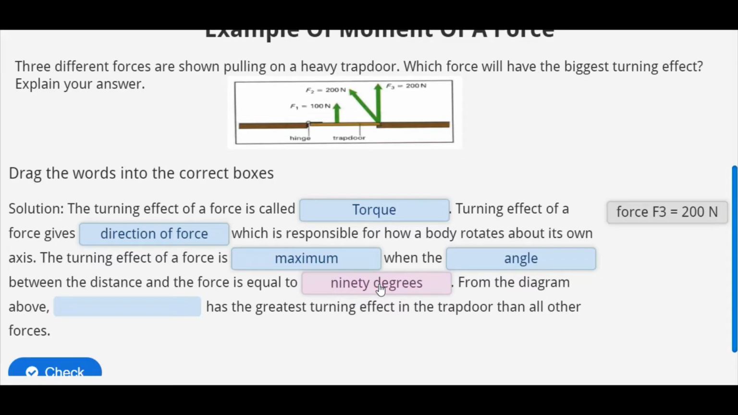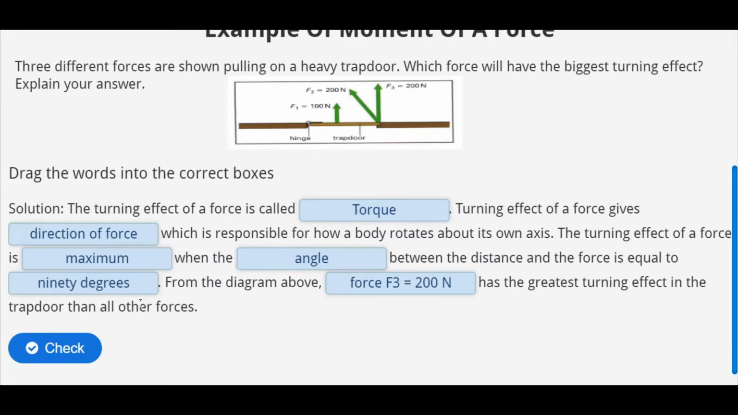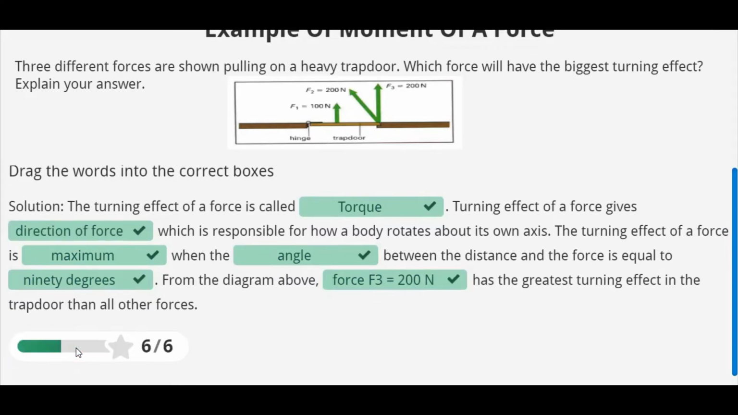From the diagram above, yes, force F3, which is equal to 200 Newton, has the greatest turning effect in the trapdoor than all other forces. Let's check. Correct.